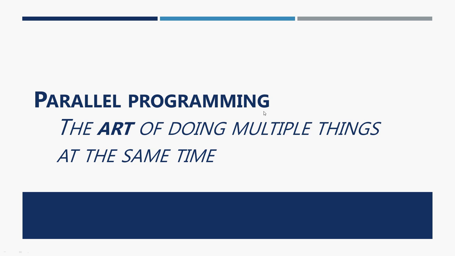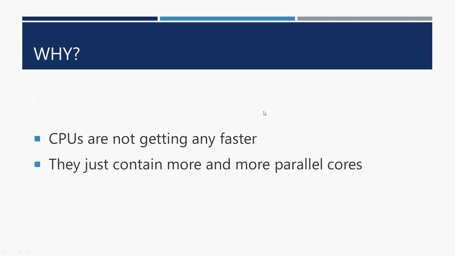So, if parallel programming is hard, what's the motivation for doing it? It's very simple. In the past 10 years, the raw speed of CPUs did not increase very much. Instead of that, processors are just getting more and more parallel cores. So to fully use a processor, we must therefore run programs in a parallel fashion.